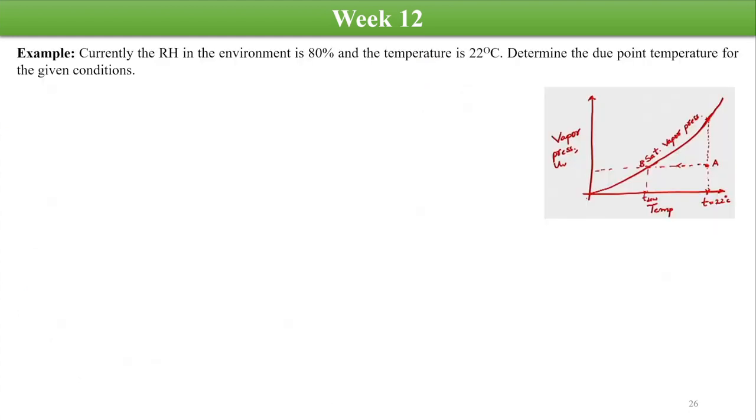Okay, so let's move on to the next question. We have a question that currently the relative humidity in the environment is 80% and the temperature is 22 degrees Celsius. So we need to determine the dew point temperature for the given conditions. How we can do that is, first we will need to calculate the vapor pressure at saturation.